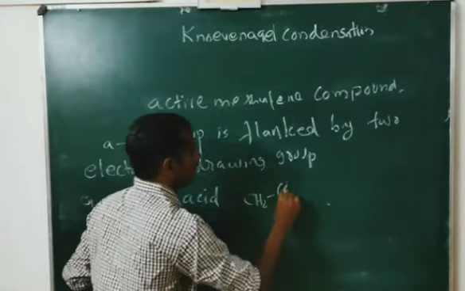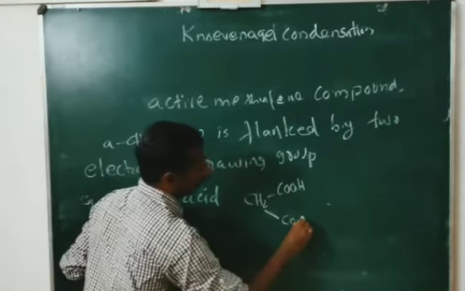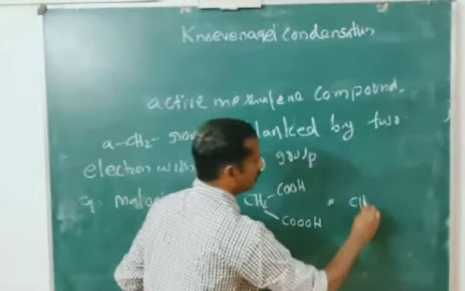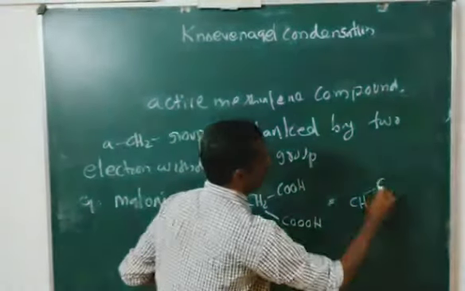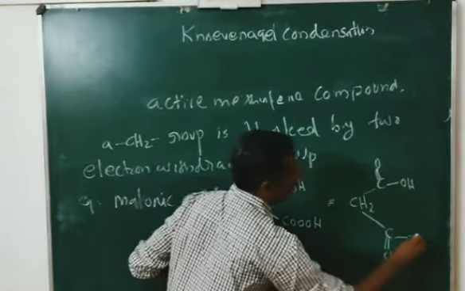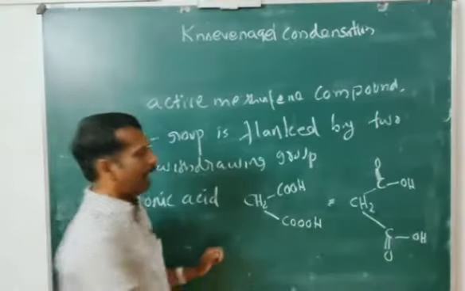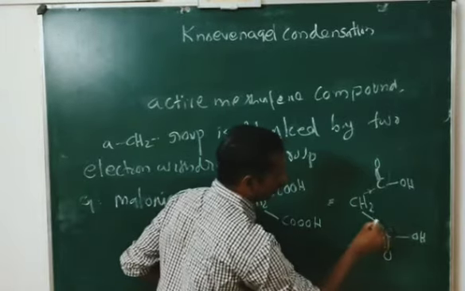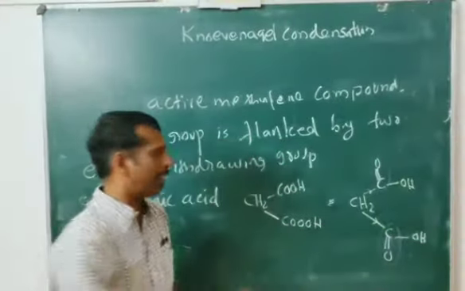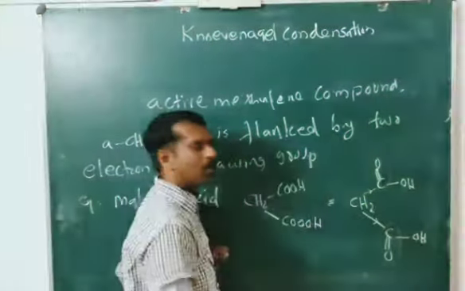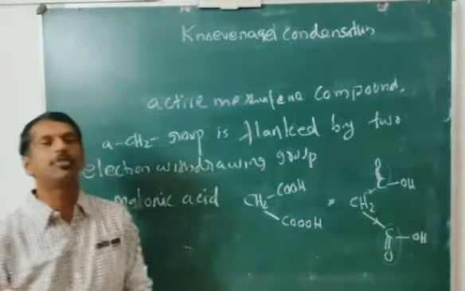What is the structure of malonic acid? CH2, COOH and COOH. This is malonic acid. What is the actual structure of malonic acid? That means CH2, with C double bond OH, and here also C double bond OH. We have discussed the CO group. The CO group is an electron withdrawing group. Here is also another CO group. These CO groups are electron withdrawing groups. Now you can see that a CH2 group is in between two electron withdrawing groups like CO. So such type of compounds are known as active methylene compounds.